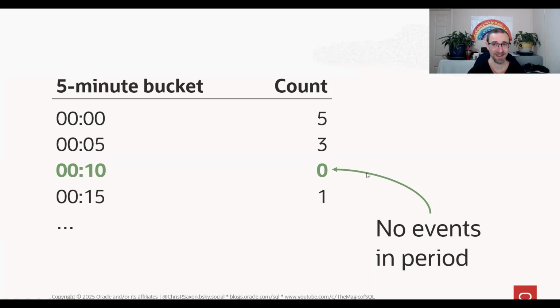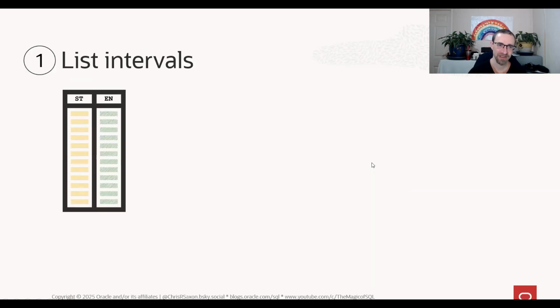So there's no events there. How do we include that? Well, here we can use a slightly different approach. We can list all the intervals, so we can generate them, or we can have a table with all the valid interval values in, kind of up to you, but we need a result set with all the starts and end times that we want.